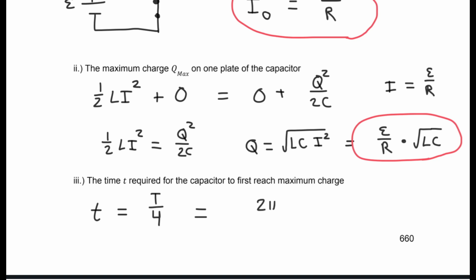The oscillation time is 2 pi square root LC. So we just divide that by 4. So we can get pi over 2 square root LC.